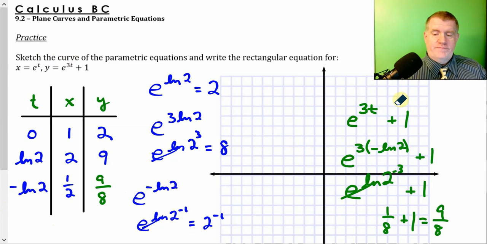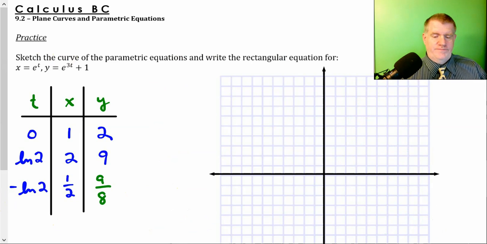All right, now we have these values. So I get rid of this, and let's graph them. All right, so I have the point (1, 2). I have the point (2, 9). And I have this point (1/2, 9/8), a little bit above 1. So really the question is, we know it's jumping up and going up here pretty fast. But what about here? I said it would never get to 0. We'll get close, but we'll never get there, so it's an open circle.